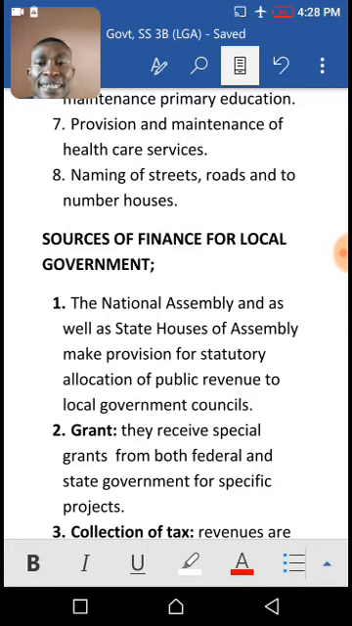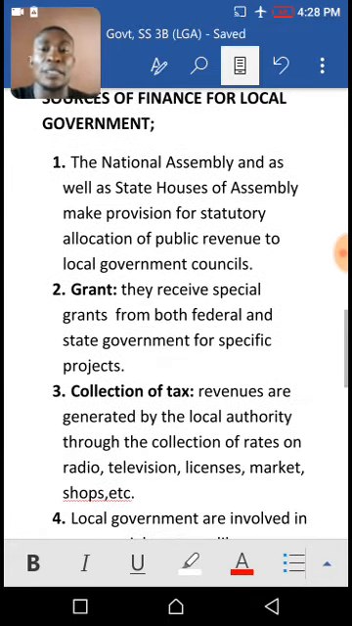Number two is grants. They receive special grants from both the federal and state government for specific projects. There is a particular sum of money that is meant for developmental purposes at the local level. This money is known as grant.